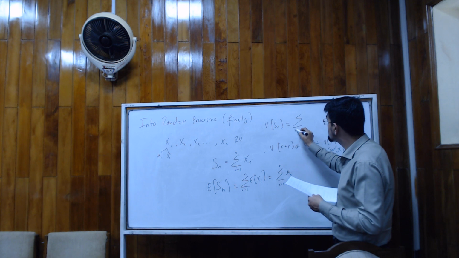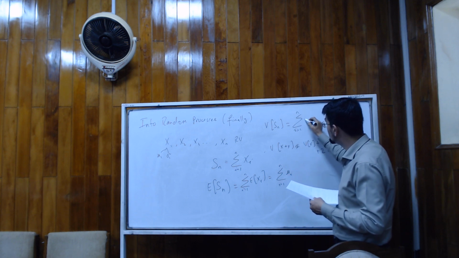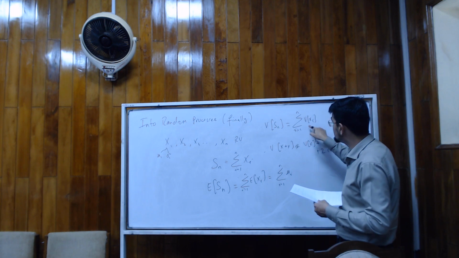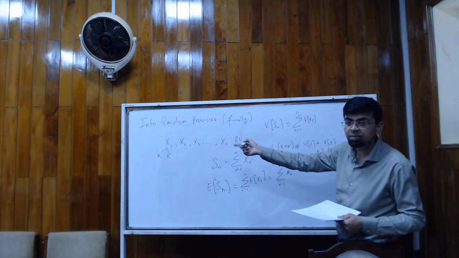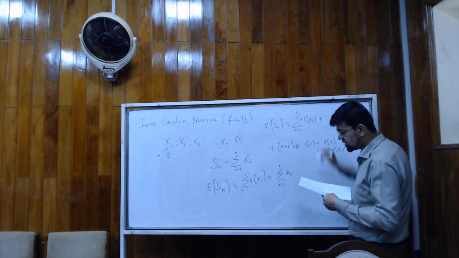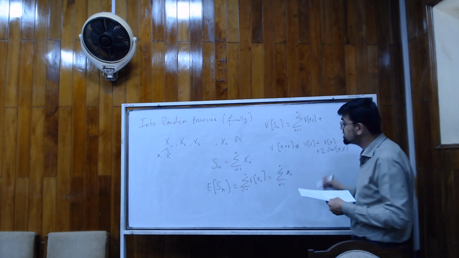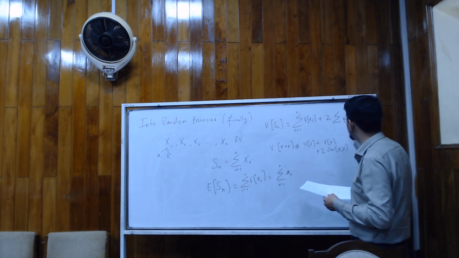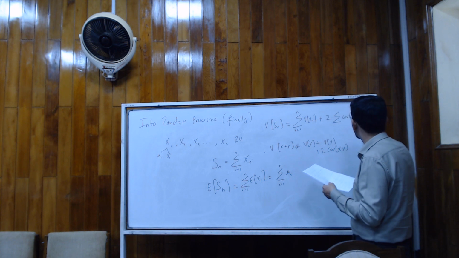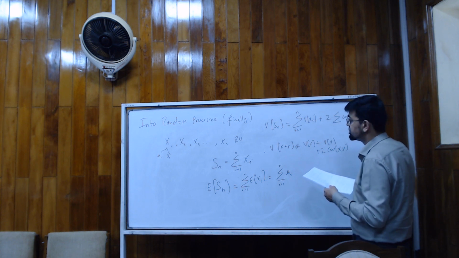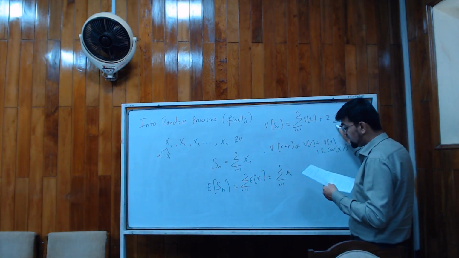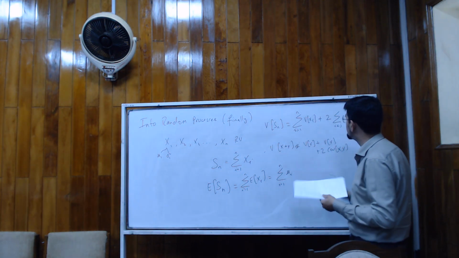So, i is 1 to n, what? V of xi, which I could also write sigma i squares. Plus, this is the new bit, 2 times summation covariance of xi, xj, with i less than j.